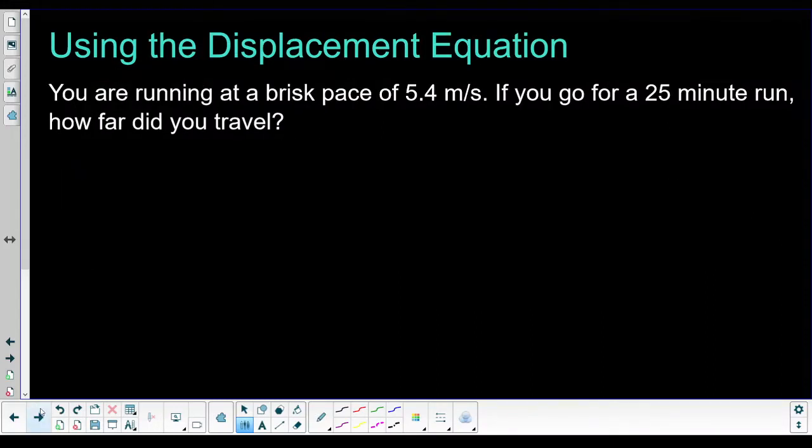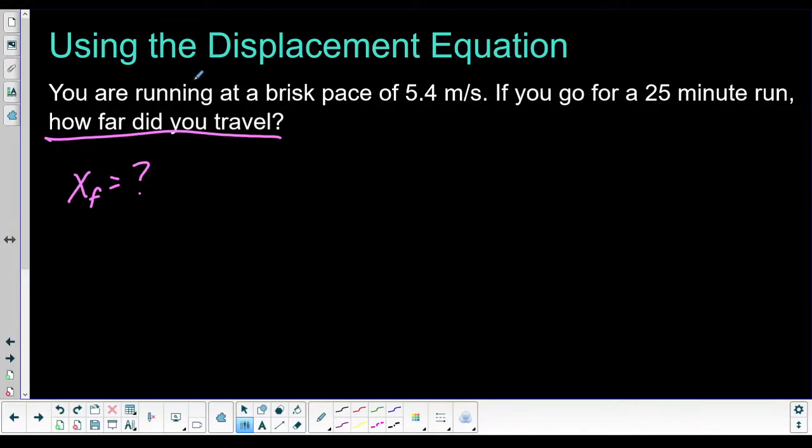All right, let's talk about using the displacement equation. So it says you are running at a brisk pace of 5.4 meters per second. If you go on a 25-minute run, how far did you travel? Okay, I already broke my own advice. I should have started at the end. How far did you travel? Okay, this sounds like a displacement to me. So I'm going to say final displacement, that's a question mark. That's what I'm looking for.